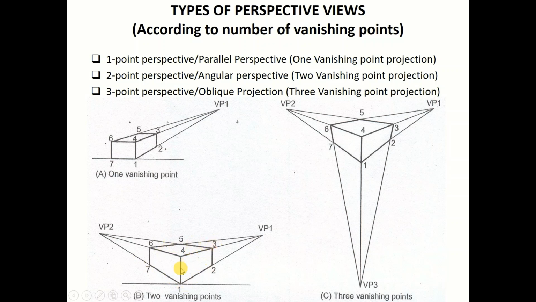So in this case, there will be two vanishing points, as you can see, VP1, vanishing point 1, and vanishing point 2. Similarly, in case of three vanishing point perspective projection system, all the three direction edges are non-parallel to each other. So when projected, these edges along the three directions will yield three vanishing points, that is VP1, VP2, and VP3.